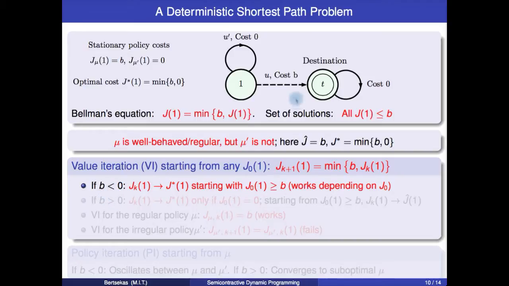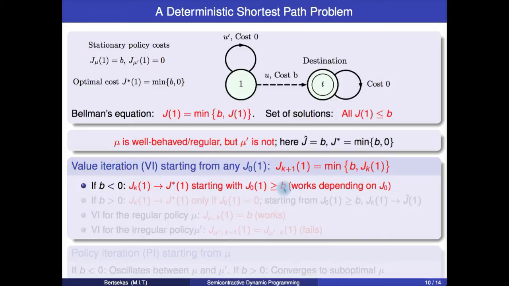First, suppose that b is negative, so it's optimal to go directly to the destination. J star is equal to b. Then you can see that starting from above b, starting from above J star, value iteration decreases Jk all the way to the point where it reaches the value b, in which case we have convergence. In fact, finite termination. Jk of 1 converges to J star of 1. So value iteration for b negative works, at least starting from above b.